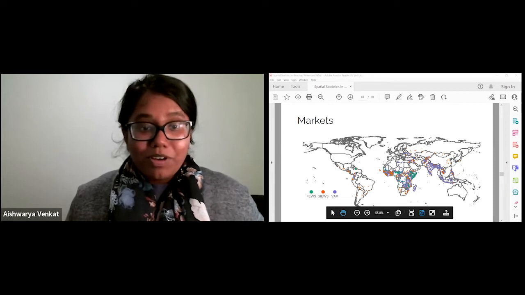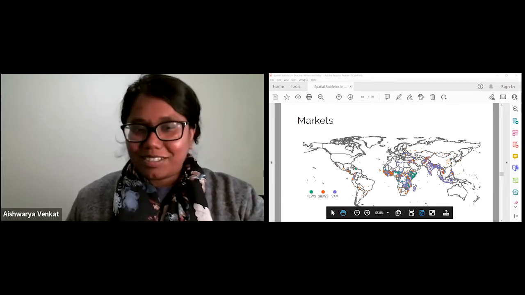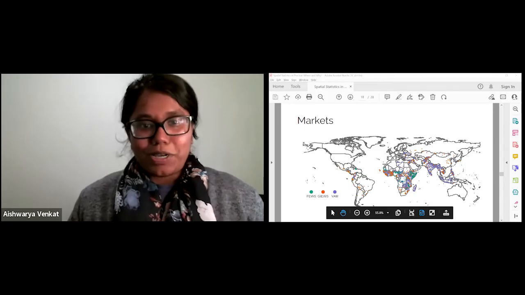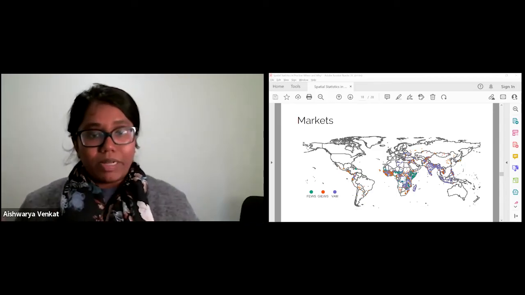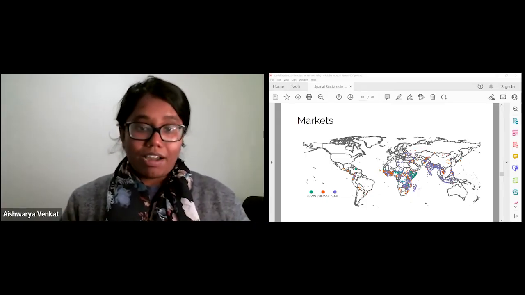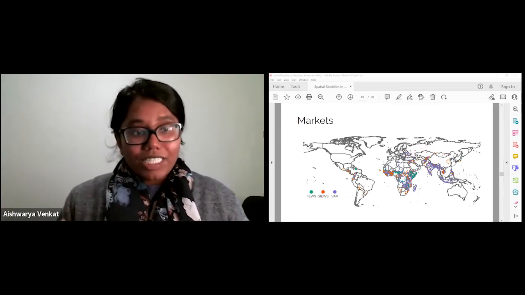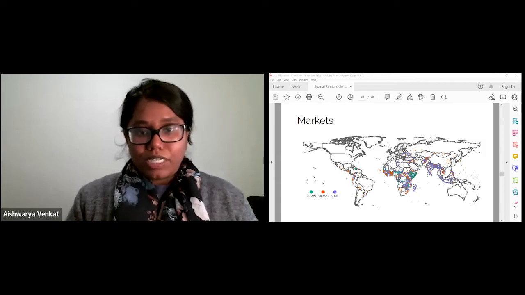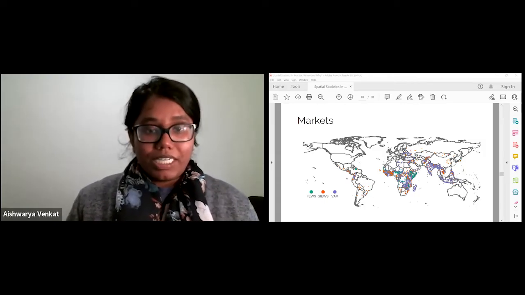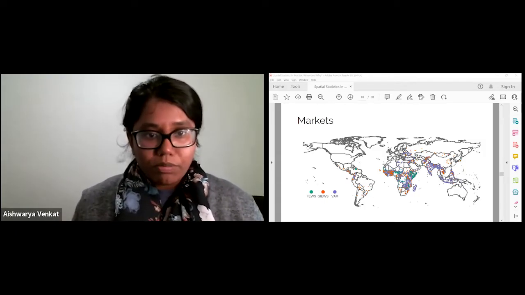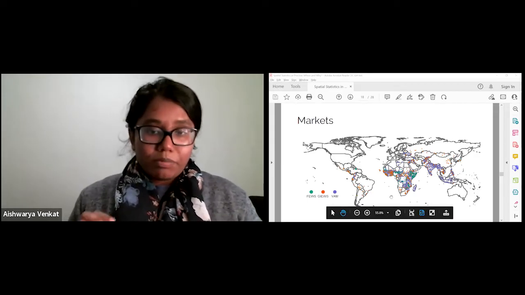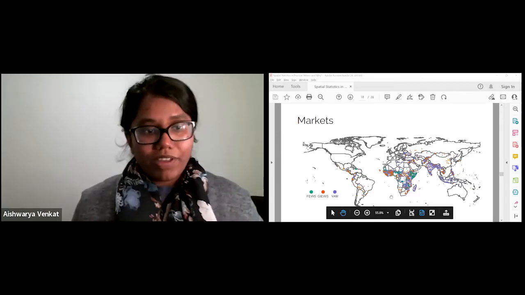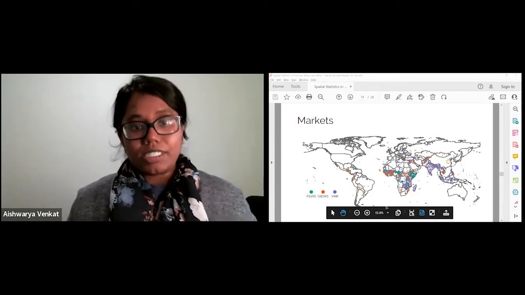So here is a map of the markets that we're looking at. This is most relevant to this audience, I think. So as you can see, there's a lot of emphasis on food price monitoring in low and middle income countries, particularly in Africa and Asia. One of the data sets, the FuseNet data set, is limited to some key sub-Saharan countries, the green points here. So that data is only available in some countries compared to WFP-VAM, which is available in a lot more countries.